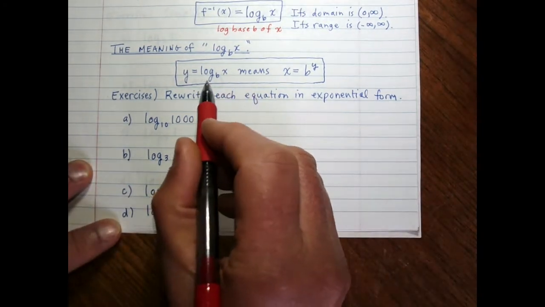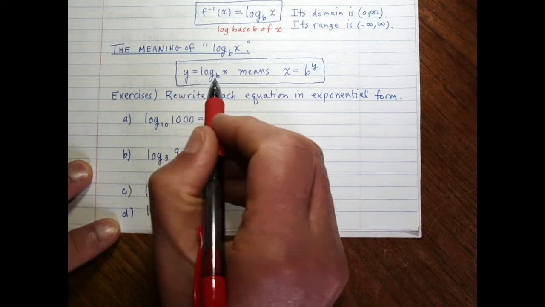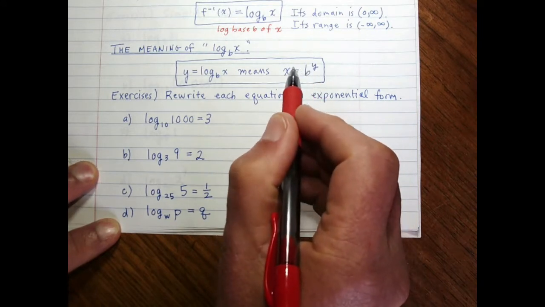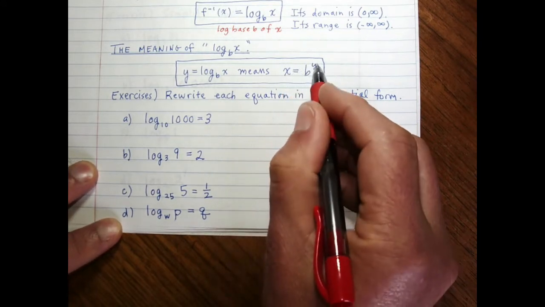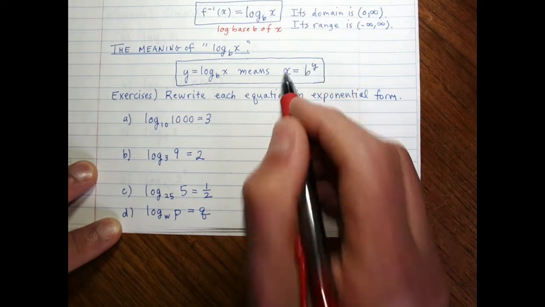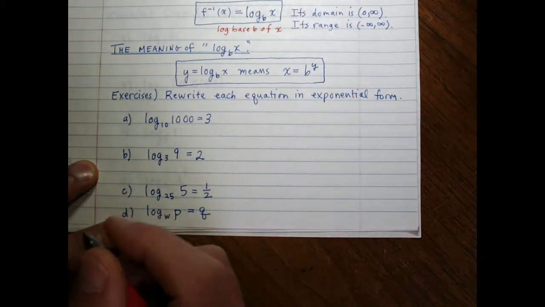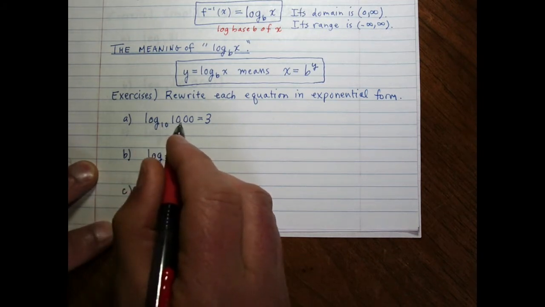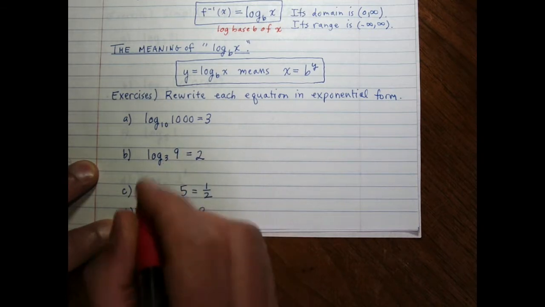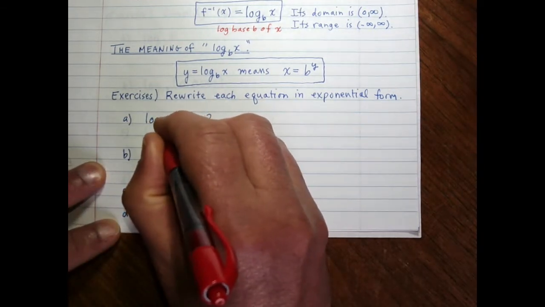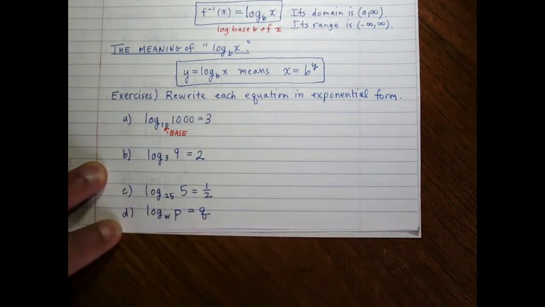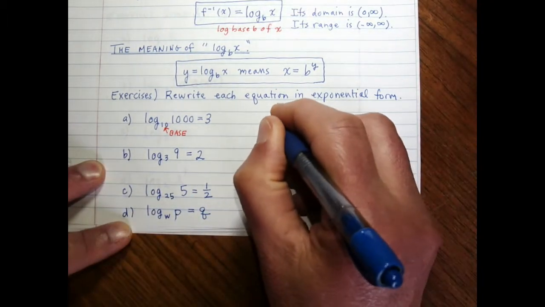And we want to be able to, again, take a logarithm expression, like y equals log base b of x, and rewrite it as an exponential. So we need to get the base, the exponent, and the number on the other side of the equal sign in the right place. So in A, where we have log base 10 of 1,000 equals 3, if we want to rewrite this, keep in mind that 10 is the base, that we say log base 10. So when I write the exponential expression, my base is going to be 10.